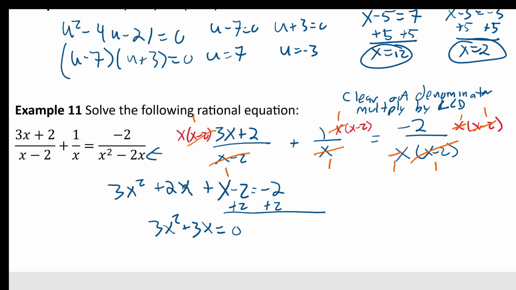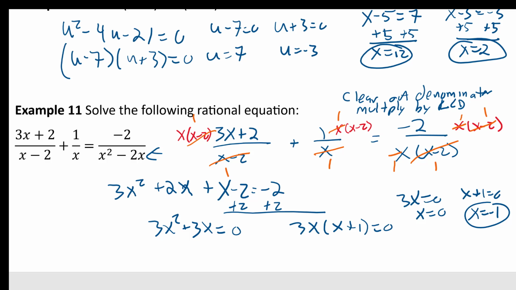Not seeing where this is quadratic-like so much. It is actually a quadratic. So 3x times x plus 1 equals 0. So 3x equals 0, x equals 0. Or x plus 1 equals 0, x equals negative 1. So those are our solutions here.